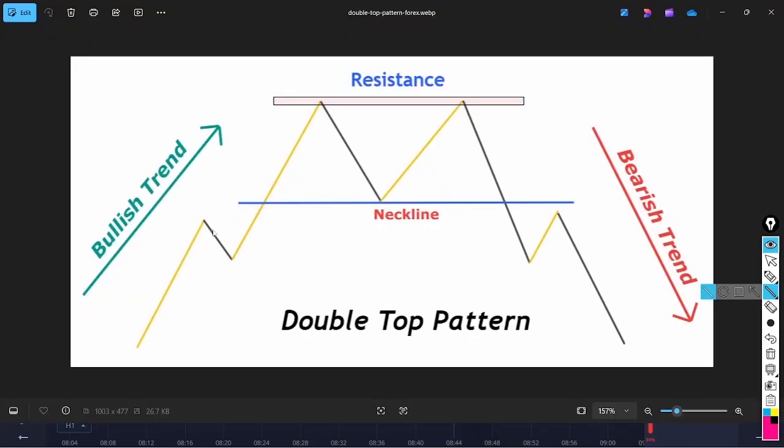Okay, here we have a higher high, a lower high, higher high, lower high. We didn't break the previous higher high, instead we broke the previous lower high. So we have the neckline. This is an indication that the trend is changing. We were in an uptrend, now we are moving towards the downside. So we are now in a downtrend.